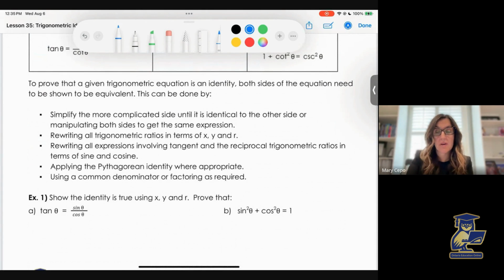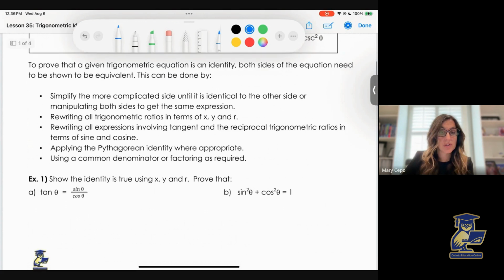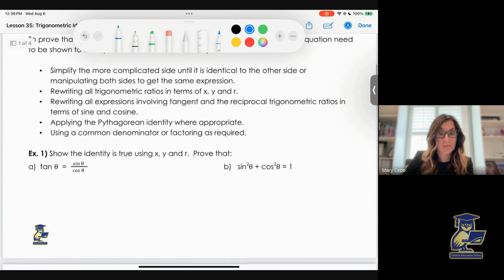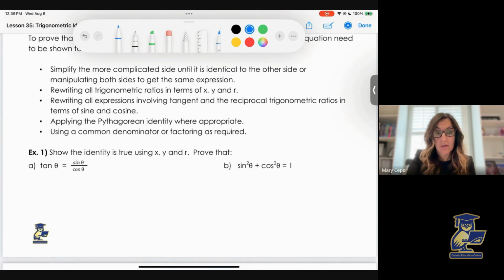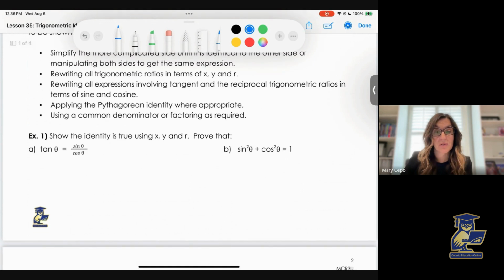How do we do that? This can be done by simplifying the more complicated side until it is identical to the other side, or sometimes we have to manipulate both sides to get the same expression. We also want to rewrite all trigonometric ratios in terms of x, y, and r. It's very important to rewrite all expressions involving tangent and the reciprocal identities in terms of sine and cosine. Often we have to apply the Pythagorean identity where appropriate, and of course, use common denominators and factoring as required.